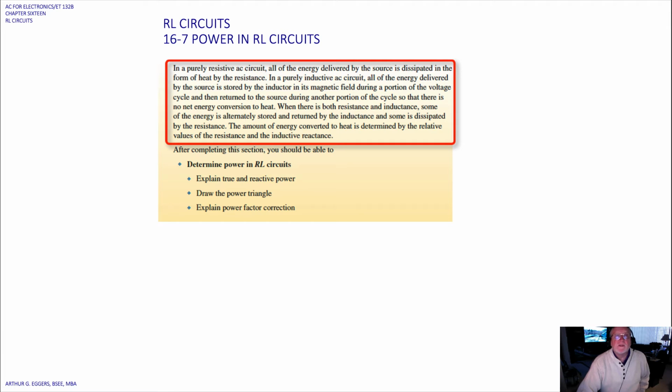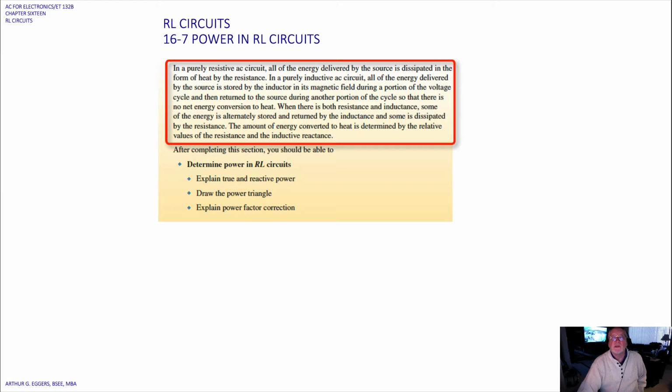In a purely resistive AC circuit, all of the energy delivered to the source is dissipated in the form of heat by the resistance. In a purely inductive AC circuit, all of the energy delivered by the source is stored by the inductor in its magnetic field during a portion of the voltage cycle, and then returned to the source during another portion of the cycle, so that there is no net energy conversion to heat.